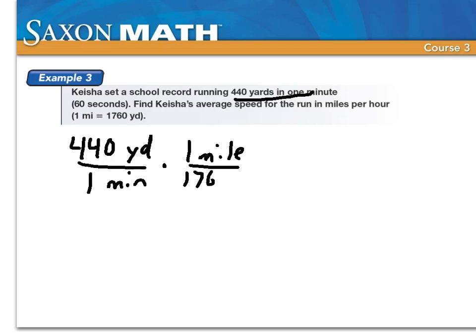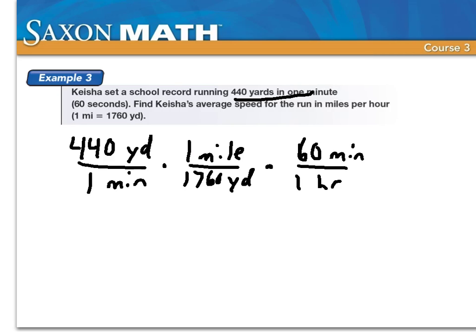over 1,760 yards. Okay, but not only are we converting the yards to miles, we're converting the minutes to hours. So from minutes to hours, we know there's 60 minutes in 1 hour. Since the minutes started on the bottom, they're going to have to go on the top over here. Okay, so we need another unit multiplier. So we're going to have 60 minutes over 1 hour for our conversion.